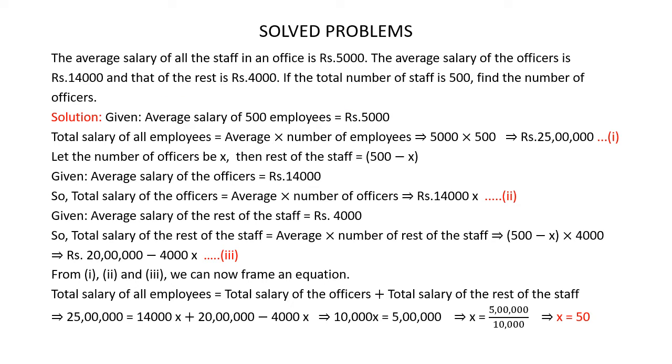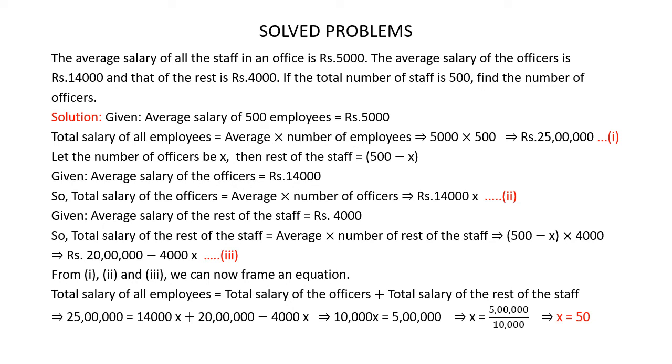Now it's given that the average salary of 500 employees is rupees 5,000. So total salary of all the employees is average multiplied by number of employees, which is 5,000 multiplied by 500, which is 25 lakhs. So the total salary of all the employees is 25 lakhs. This is the first equation.